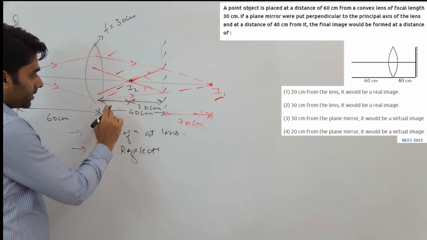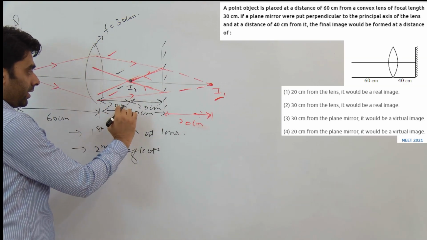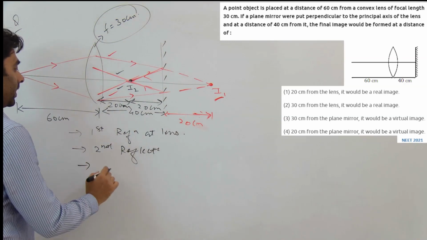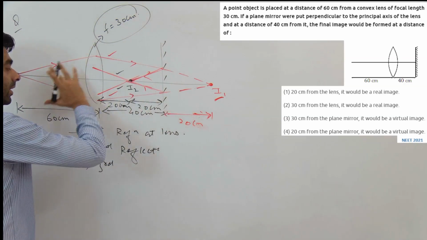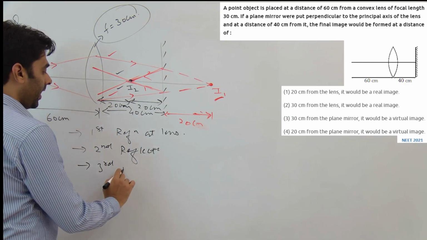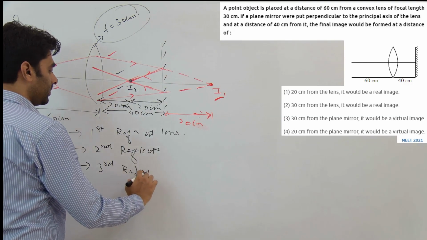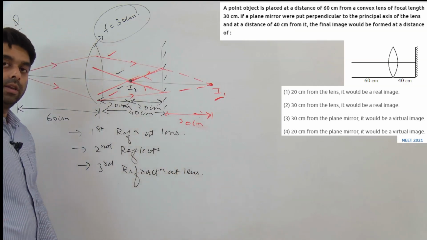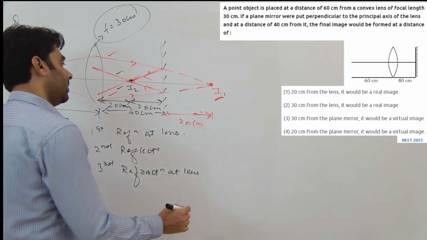So these reflected light rays are actually acting as incident rays for the lens. What is the object distance? Object distance is 20 centimeter and focal length is 30 centimeter. So the third phenomenon, while the light rays are returning, is refraction at the lens, right?